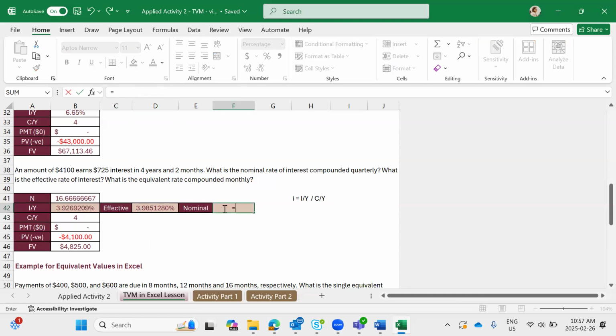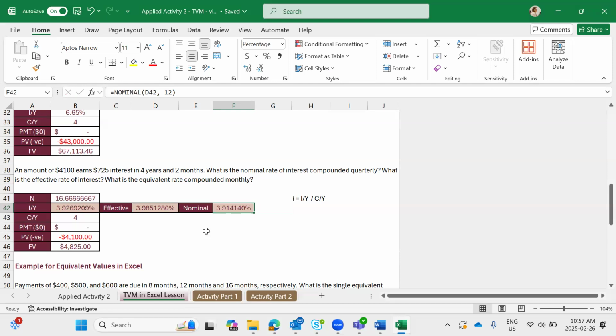The formula for the nominal rate is NOMINAL. Forgot an N. There we go. And it again takes two things. Number one, the effective rate, and then the number of periods that you want your interest rate to be compounded at. The question says we want an equivalent rate compounded monthly. So we put in 12 because we want an interest rate compounded monthly. Once you do that, that's your final answer for the monthly compounded interest rate.